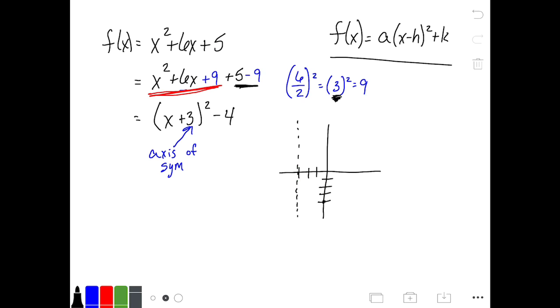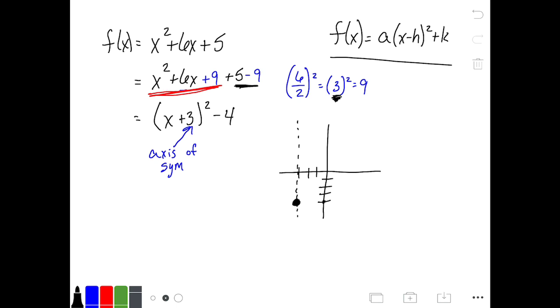Don't put a dot there. You put the dot on the axis of symmetry. Okay, so that's great progress with this particular problem. So what I need to do now is I need to at least find another point. I got to find a point in order to be able to graph this.